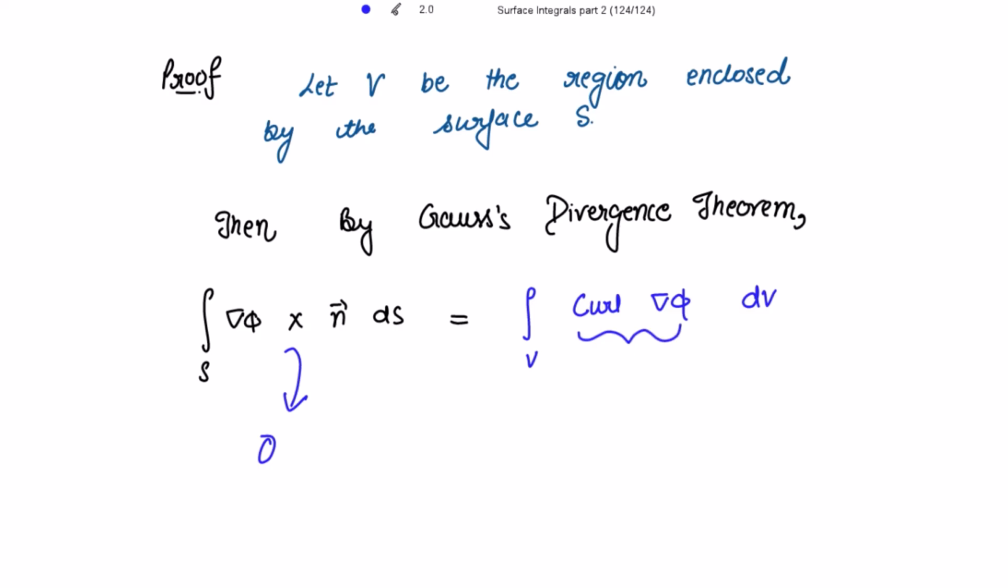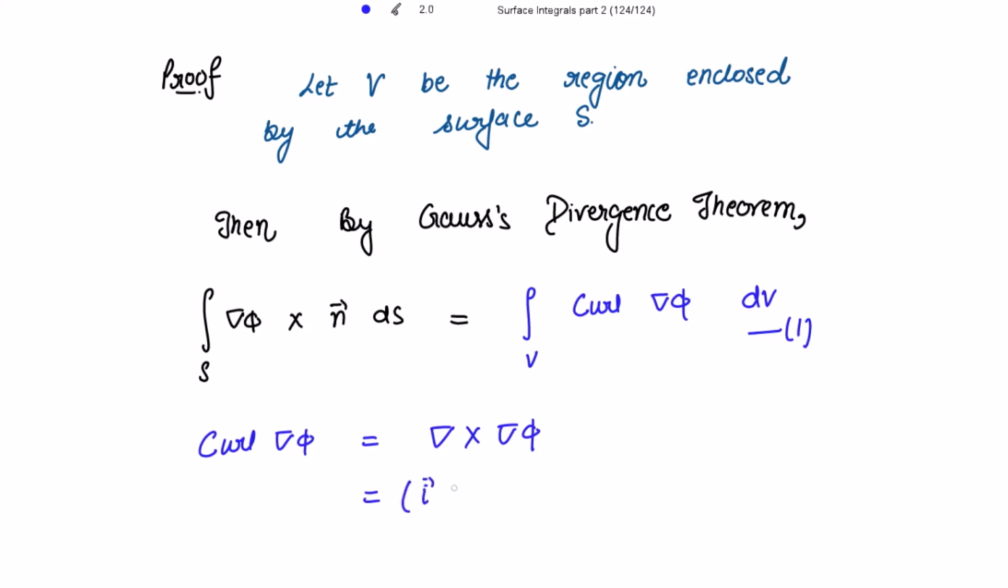Because I need to show that this is equal to 0, for that let's first evaluate curl of del phi. If it comes out to be 0, then our work is done. So curl of del phi is equal to, please mark this as 1, del cross del phi. What is del? It is i vector partial derivative with respect to x plus j vector partial derivative with respect to y plus k vector partial derivative with respect to z, and its cross product with del phi.